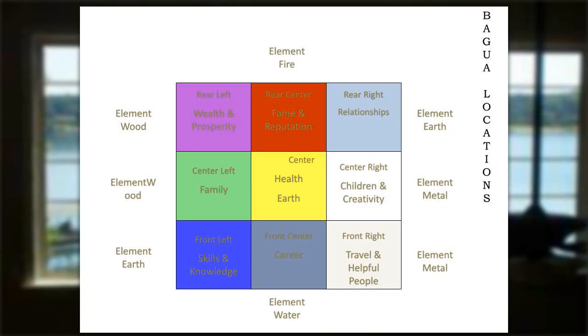Career is, like I said before, water. It's the only place you see water. We have one water. We have one fire. We have two metals on the right-hand side of the house. We have two woods on the left-hand side of the house, starting in the back. So you'll get very good at remembering these. And those are the nine areas or quadrants that we have to keep in mind.